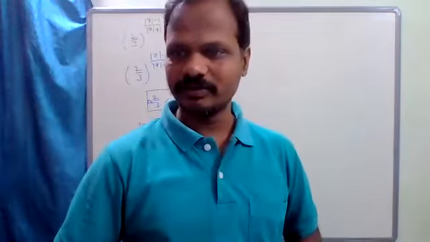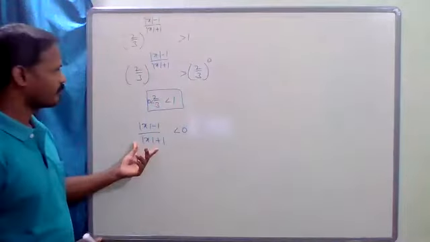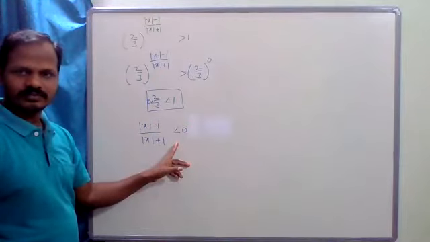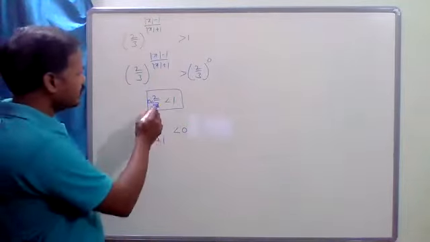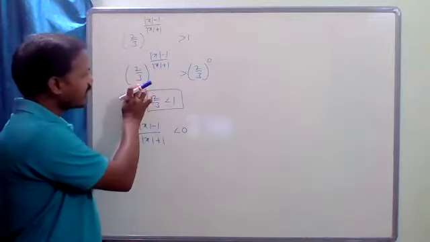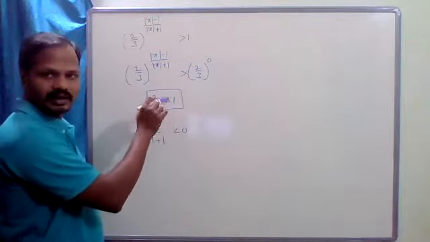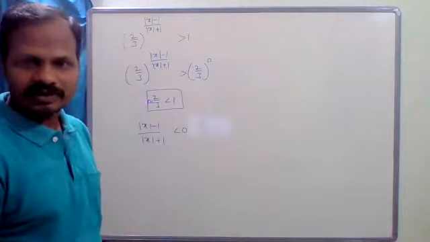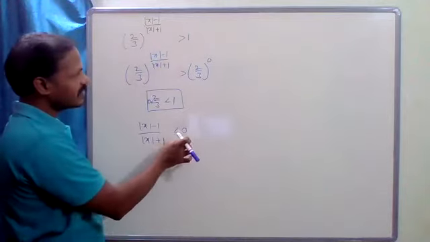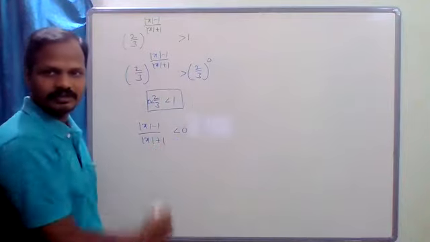Any doubt? See, the symbol will be changed, since this 2/3 lies between 0 and 1. If the base is greater than 1, the same symbol will follow. Since it is less than 1, the opposite symbol will come. So (|x|-1)/(|x|+1) is less than 0. Here it was greater than, so here you have to write less than 0.